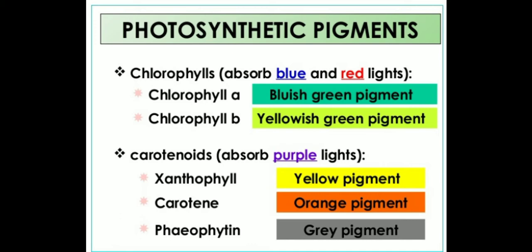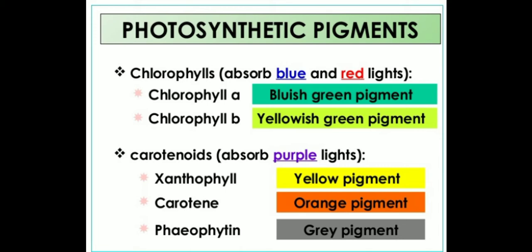Chlorophyll A is a bluish green pigment. Chlorophyll B is a yellowish green pigment. The carotenoids include xanthophyll, a yellow pigment, carotene, an orange pigment, while pheophytin is a grey pigment.